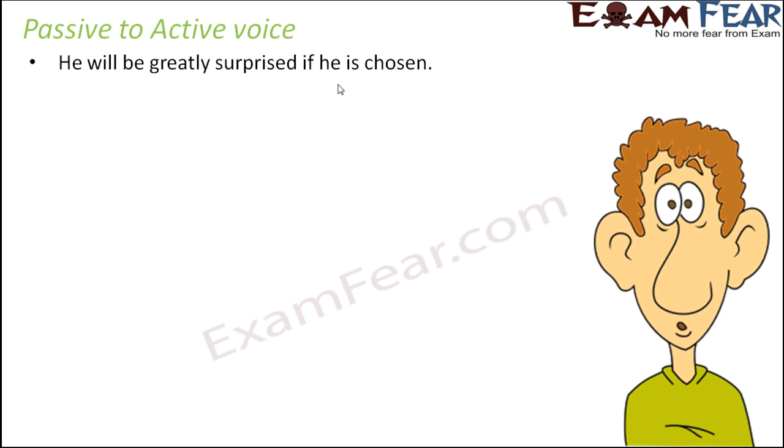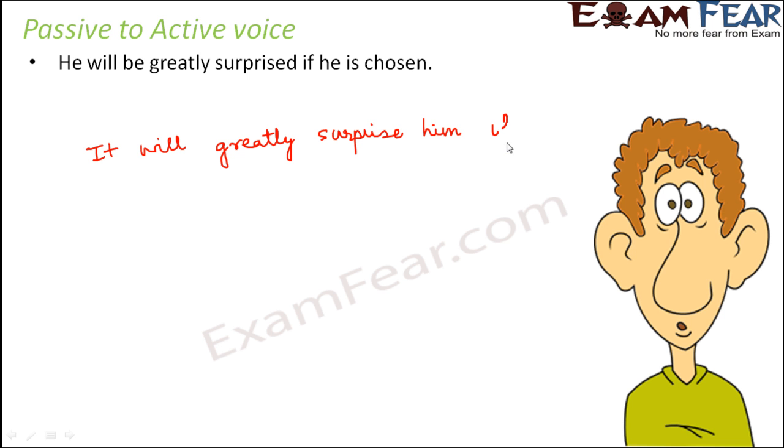He will be greatly surprised. So we can write it like this: it will greatly surprise him. Because in this case, it shows that it will greatly surprise him. So this it is doing something. Now what is this it? We do not know, because that is not given in the sentence. So it will greatly surprise him if they chose him. So it will greatly surprise him if they choose him.